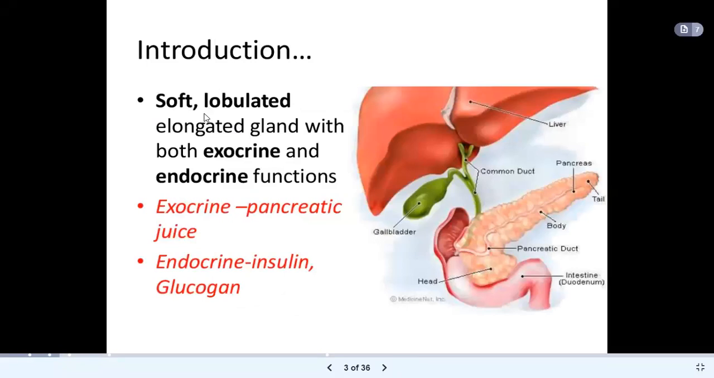Introduction to the pancreas: it is a soft, lobulated, elongated gland with both exocrine and endocrine functions. The exocrine function secretes pancreatic juice, and the endocrine function secretes insulin and glucagon.